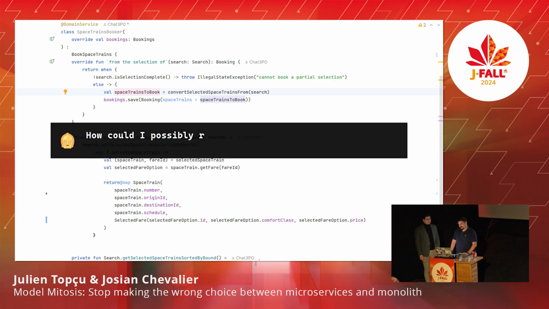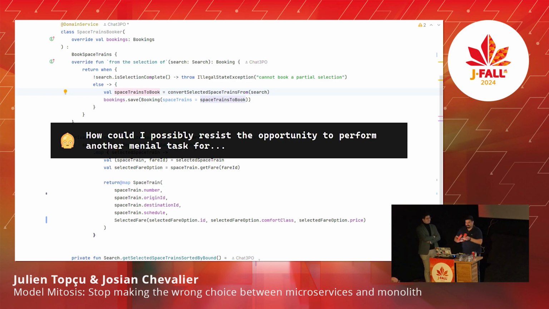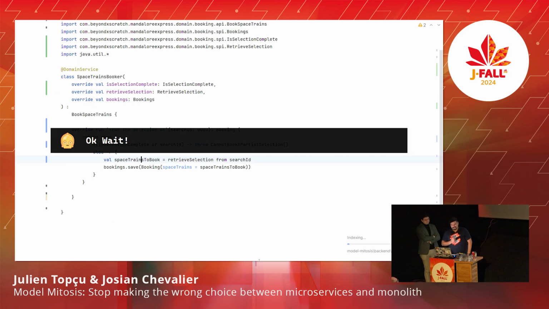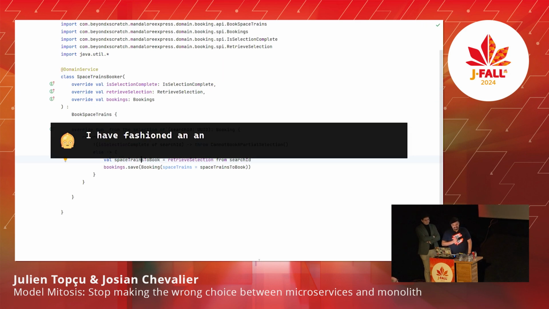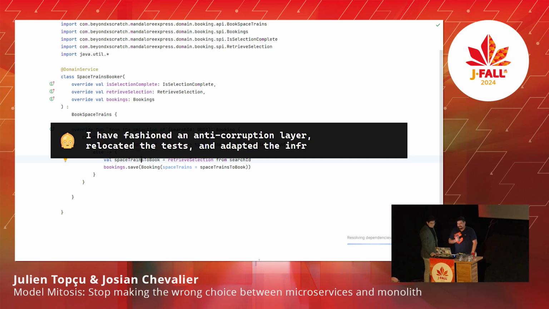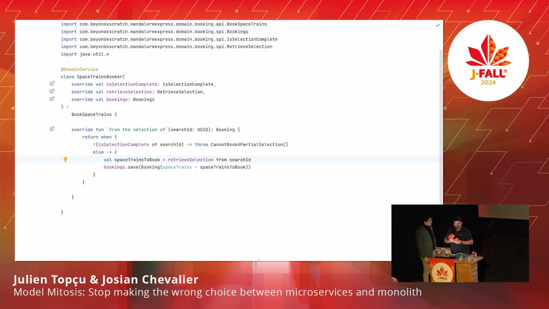Could I possibly resist an opportunity to perform another menial task for... Okay, wait. I extracted an anti-corruption layer, relocated the test, having refactored the infrastructure. This is what I call authority. Yeah, and I guess droids can understand culture. Yeah, I think they're really afraid of the form, but it's good to know.